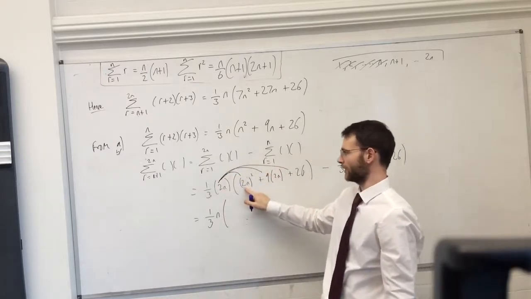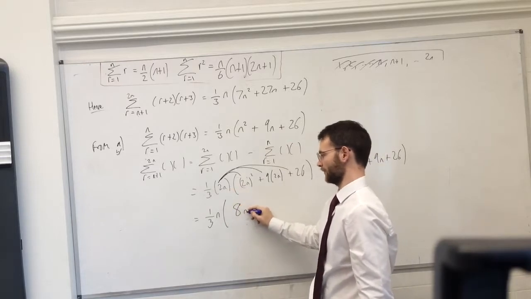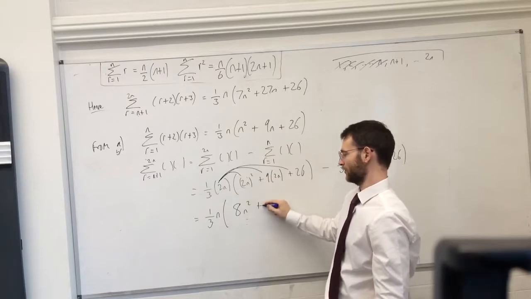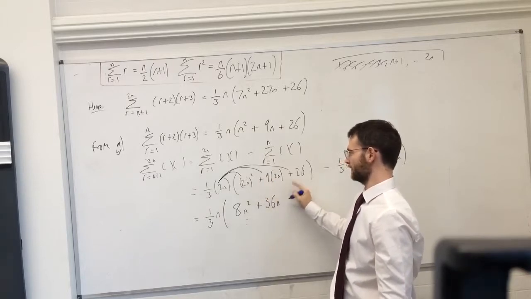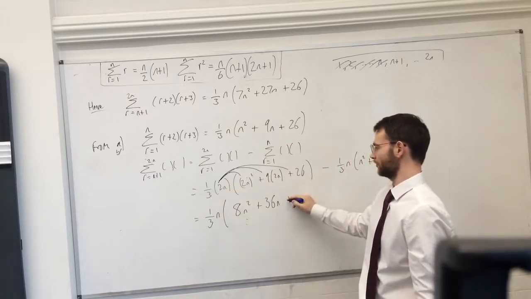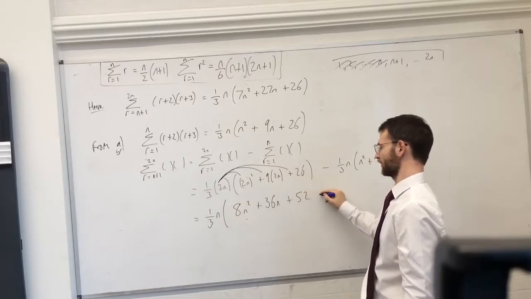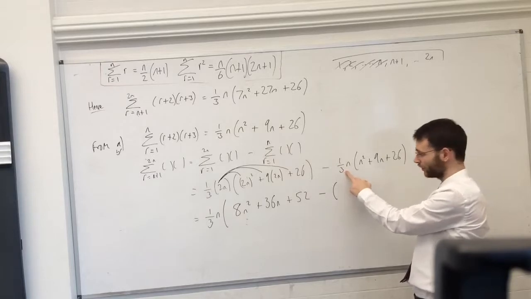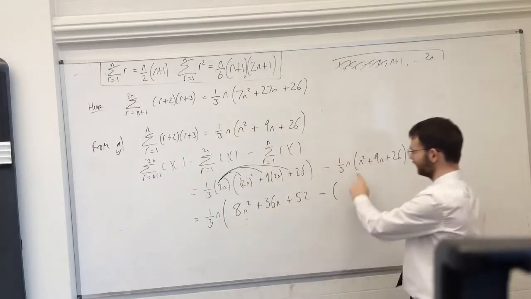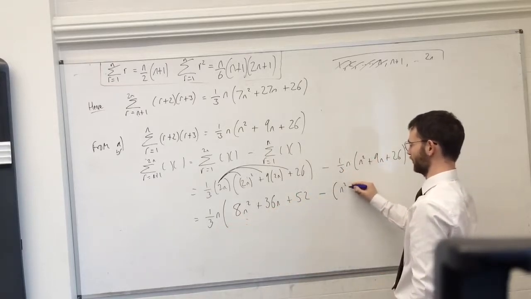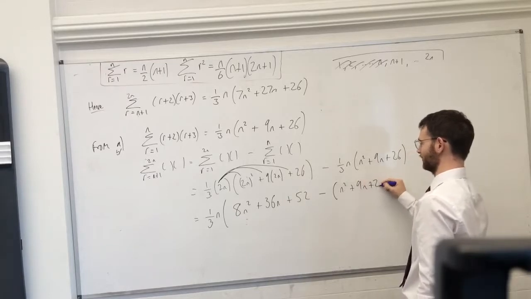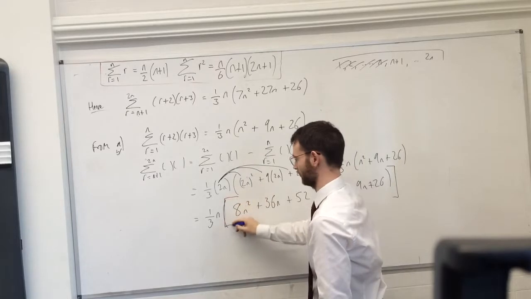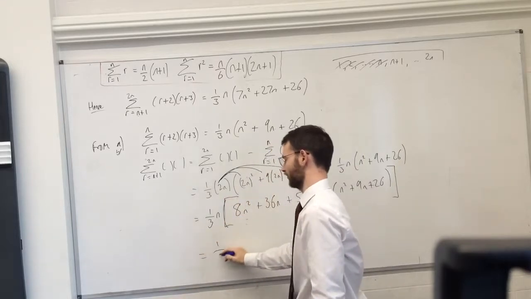So I'm going to get 4n squared times 2, which is 8n squared. 18n times 2, which is 36n, and 26 times 2, which is 52. Take away all of this stuff without the third n, that's gone outside. So n squared add 9n add 26. Let's make those square brackets. Okay, now clean up the inside.